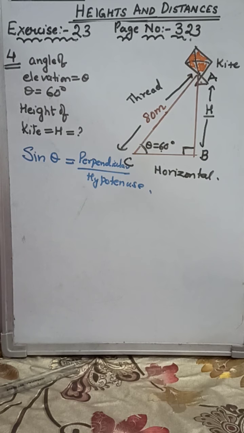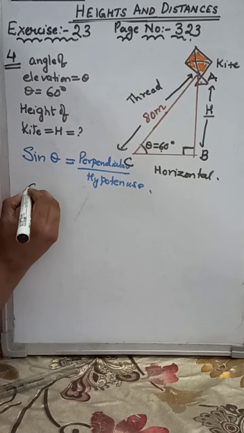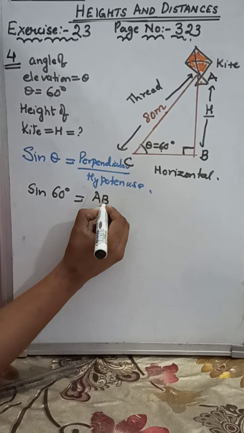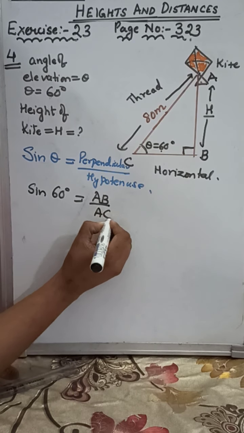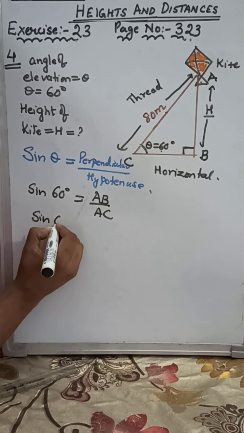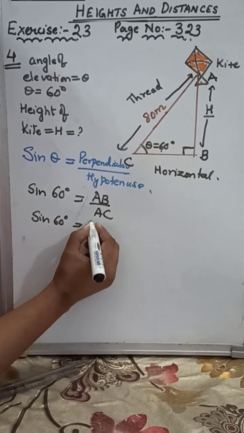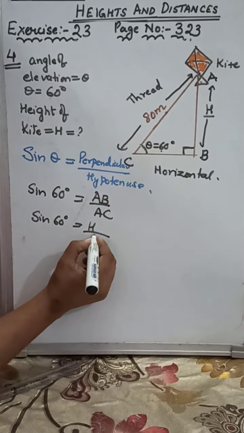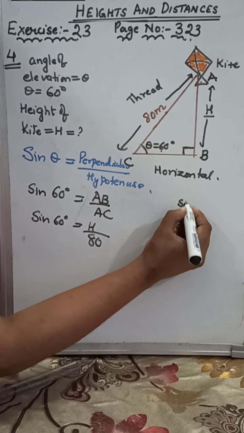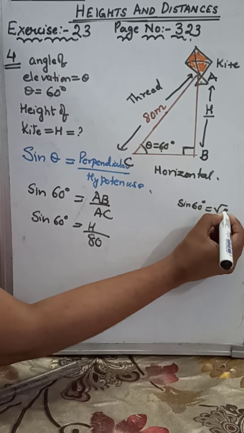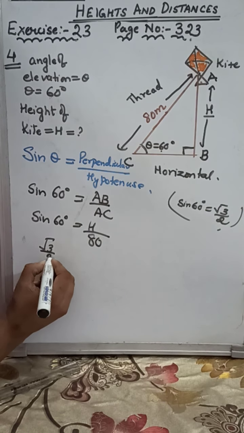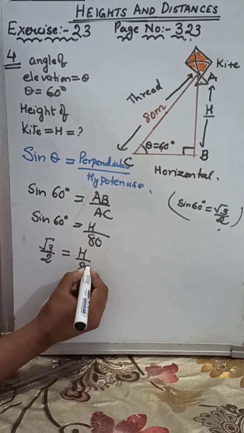Clear? Now we will substitute the value. So what is given to us? Theta is given to us, that is 60 degree. Clear? Perpendicular AB, hypotenuse is AC. So AB is h, we have assumed, and AC is 80. Now what is the value of sine 60 degree? That is root 3 by 2. So you will substitute it. So root 3 by 2 is equal to h over 80.